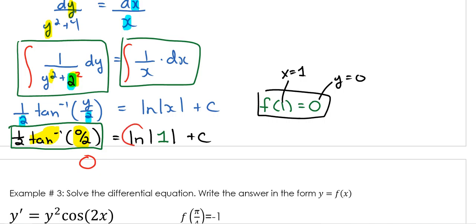And if I have ln of 1, once again, that's also going to be a value of 0, because ln of 1 is 0, and you can confirm that using your calculator, plus c. So then, therefore, c has to be equal to 0 there.